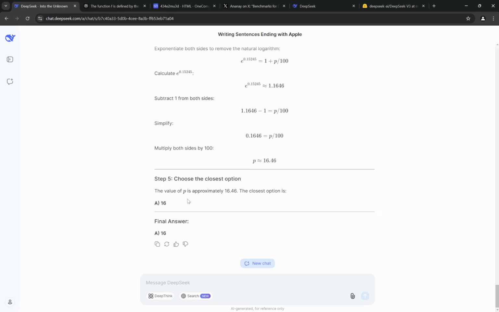So this was it. Complete comparison. Let me know what you think of this LLM. It is open source, it is free and everything.